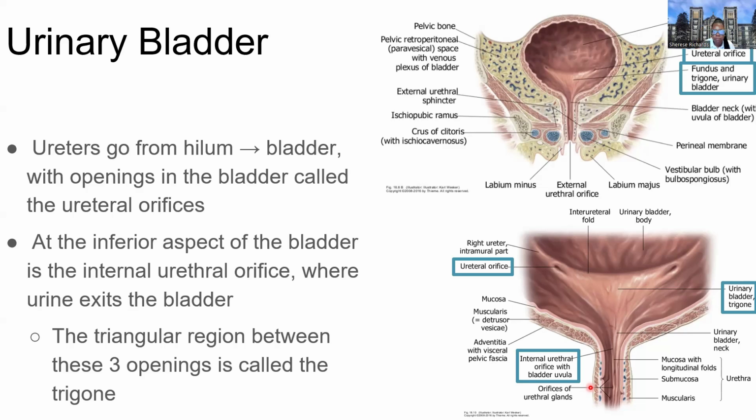We also want to think about this region where the openings leave, right? So the one opening leaves and then two openings enter. This triangular region that's created by these three openings is called the trigone. So the trigone is collectively the region, that smooth region at the back of the bladder that is connecting these three openings.